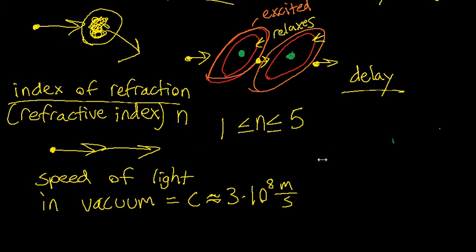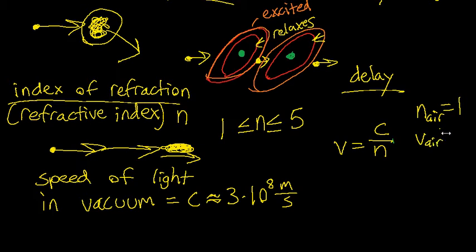So if the photon then sees some material that it has passed through, then the way to determine its speed or velocity through the material is to take the speed of light in vacuum and divide by the index of refraction of that material. So the index of refraction of, say, air is 1, just like it is in vacuum. So the speed of light in air is just equal to c.